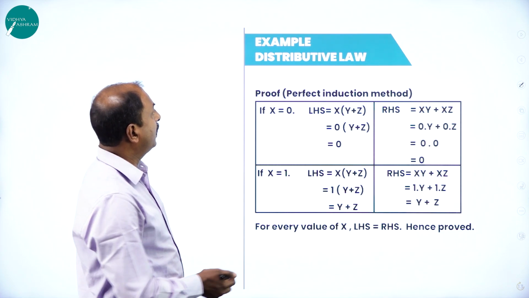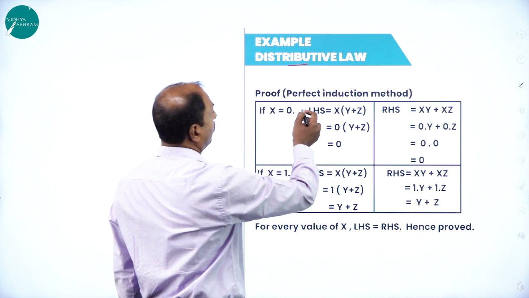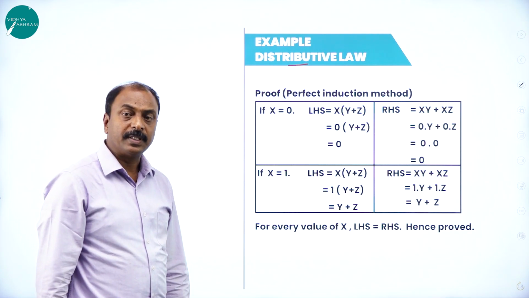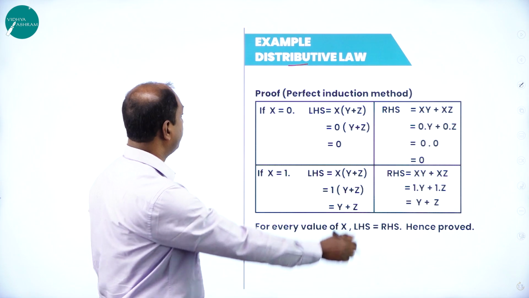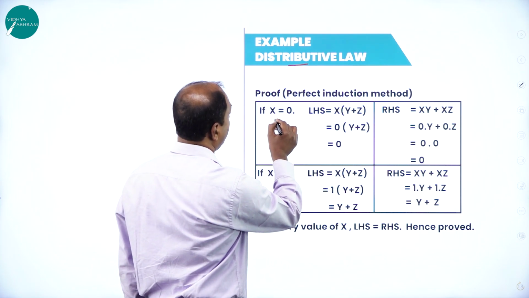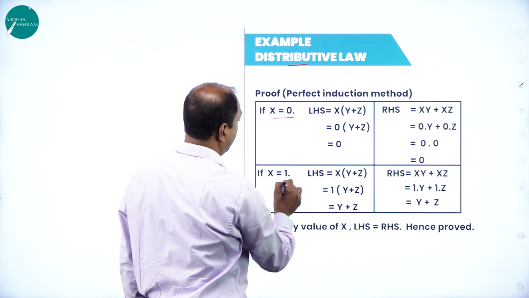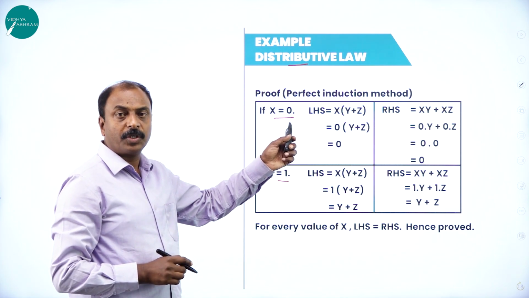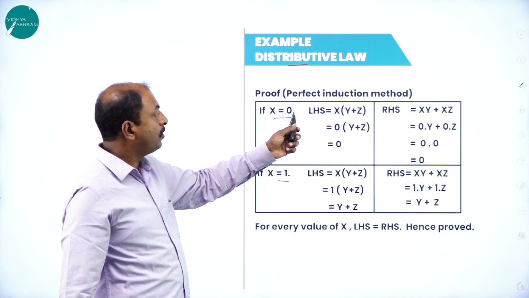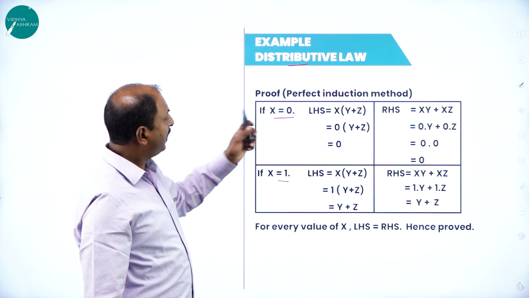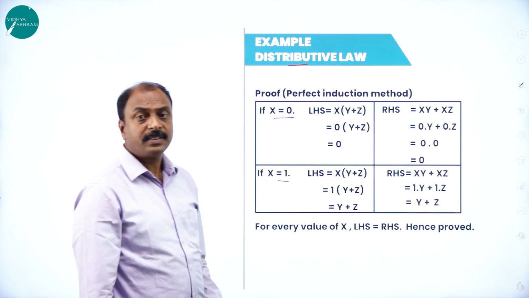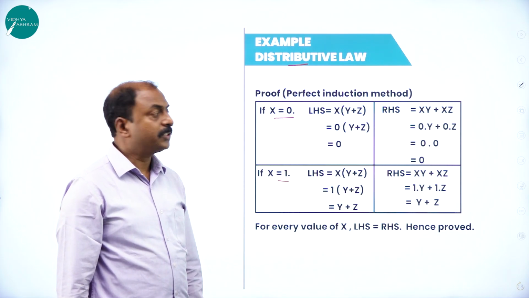Now let us see how we prove the distributive law by the perfect induction method. In the perfect induction method, we have to prove the theorem by giving the values 0 and 1. For the variable x, first we assume x equal to 0 and prove the theorem, and again we give x equal to 1 and prove the theorem. That is the perfect induction method.